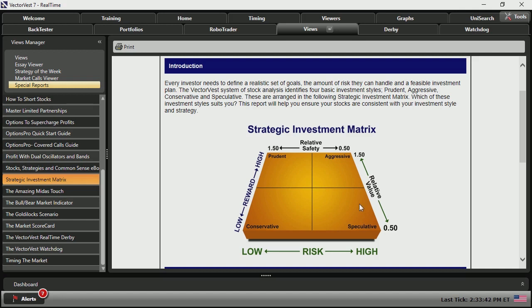And now that we know this information, we need to know how we can quickly identify whether or not the stocks that we're holding match up to what our desired investment style is. A simple exercise that we do here at VectorVest is build a watch list, and this can give us a plethora of information to make sure that our actual style of investing is matching up with our perceived style of investing.